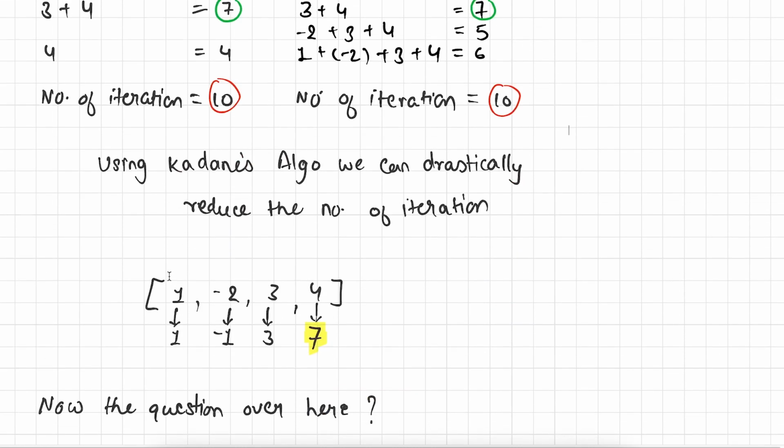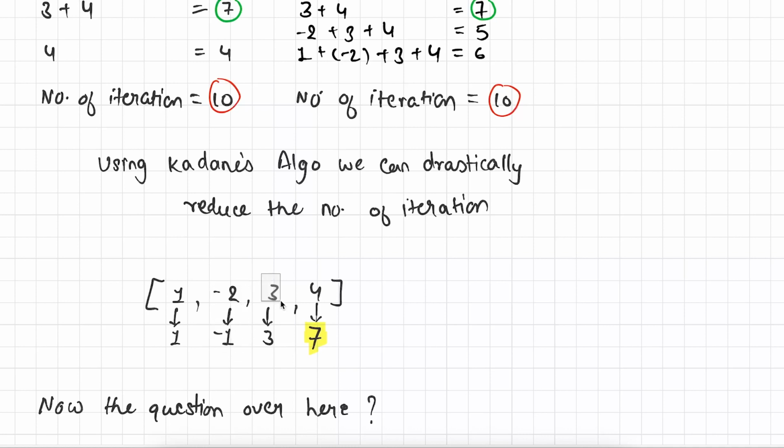So first, let's consider the element 1. All the subarrays ending with this element is only 1, because 1 in itself is a subarray. So the maximum sum of this is 1. Moving to the next element, -2. Now all the subarrays ending with this element are -2 itself or -2 and 1. And the maximum of both subarrays is -1. So we write -1 here.